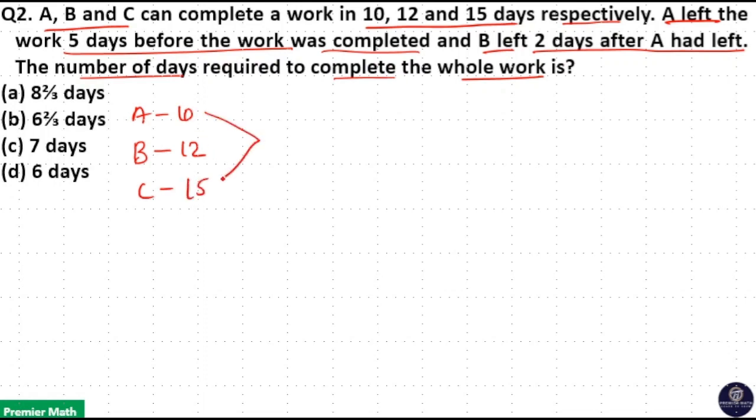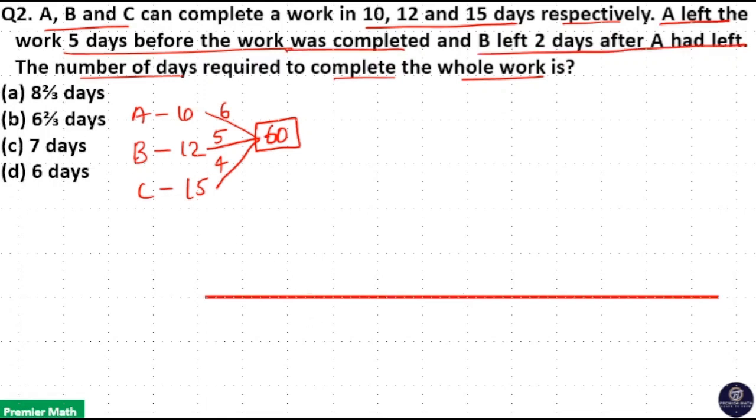Now work rate is same. Take the LCM of 10, 12 and 15. LCM is 60. That means total work is 60 unit. 10 goes 6 times in 60, 12 goes 5 times in 60, 15 goes 4 times in 60. That means A has 6 unit efficiency, B's efficiency is 5, C's efficiency is 4.